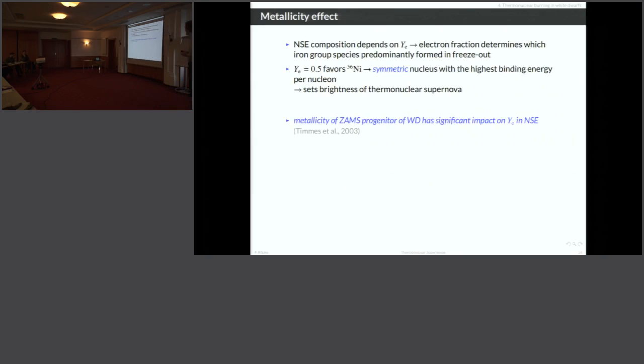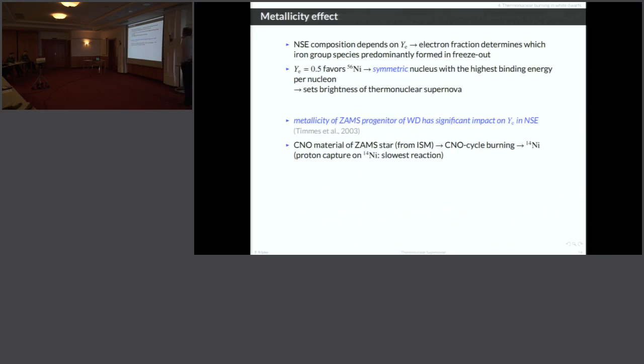However, there is an effect of the metallicity of the progenitor star. So this actually gives you one of the very few rather direct implications of the structure of the progenitor on what you see in the explosion. So therefore it's an important effect. The metallicity effect on the main sequence progenitor of the white dwarf has a significant impact on the YE and the NSE, and therefore on the production of nickel-56. So how does this work?